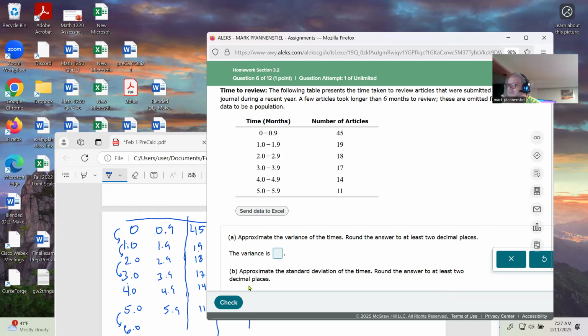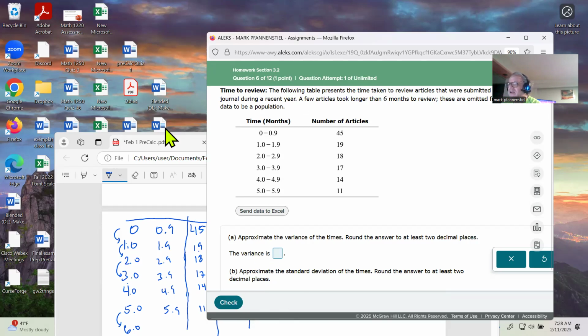Pretty much, if it's a Greek letter, it's a parameter, it's for a population. If it's a Latin letter, like the ones we use in our regular alphabet, then it's for a sample. So S is for sample. It's a statistic, it's a sample. We don't have to go through everything with that.